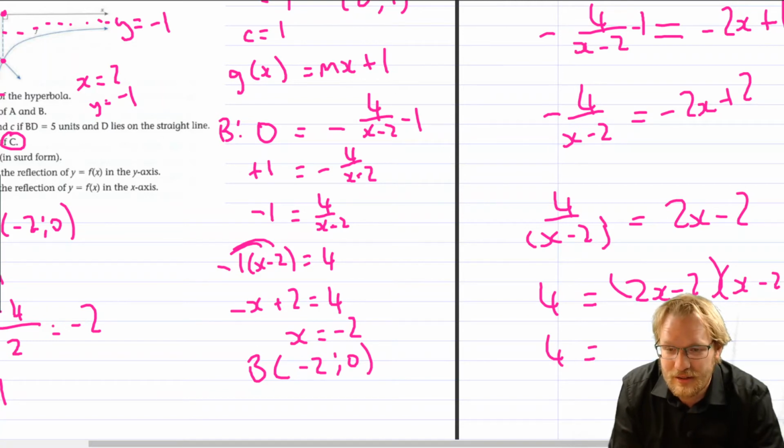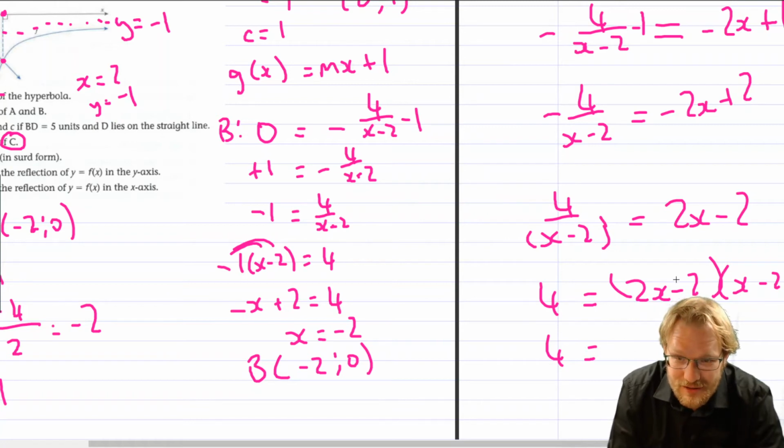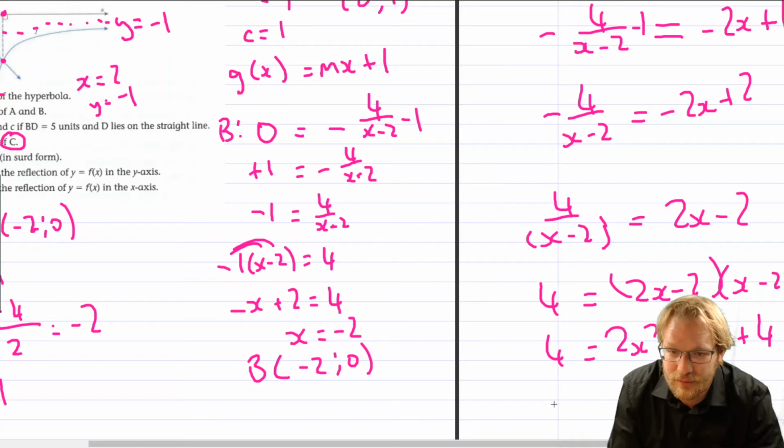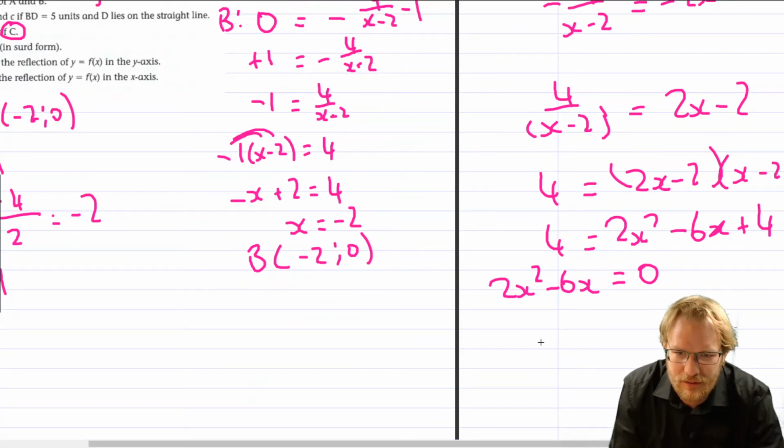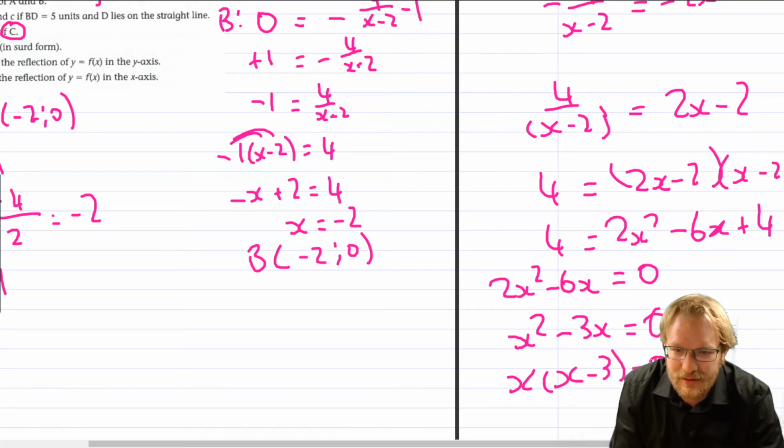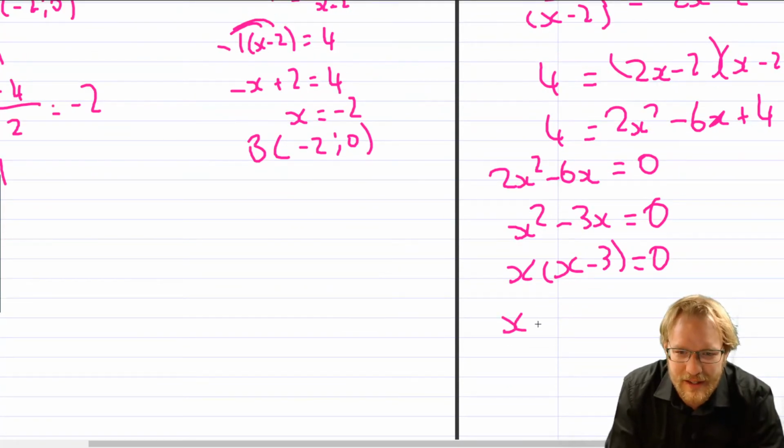4 equals, I'm half tempted to take the 2 out of the brackets here. Anyway, let's just multiply across. 2x squared minus 2x minus 4x plus 4. So 2x squared minus 6x plus 4 equals 0. So divide the whole thing by 2. x squared minus 3x plus 2 equals 0. I find simultaneous equations just take a long time. x equals 1, or x equals 2.